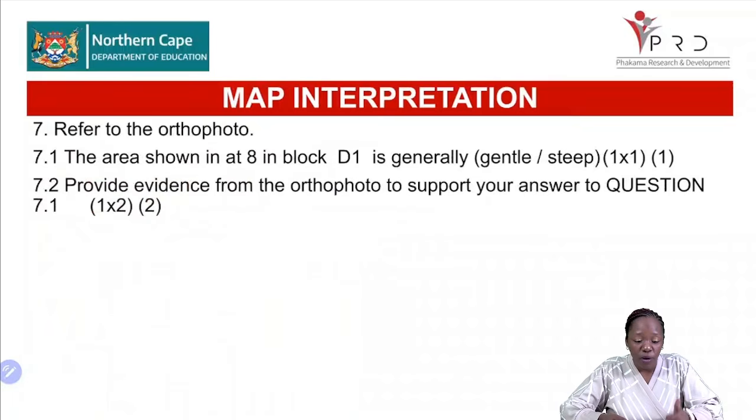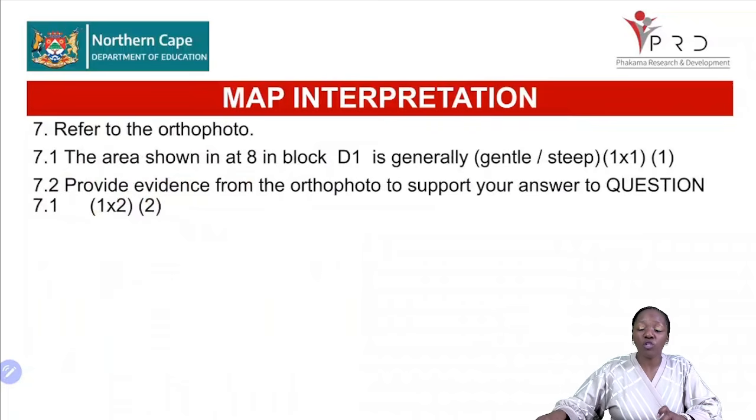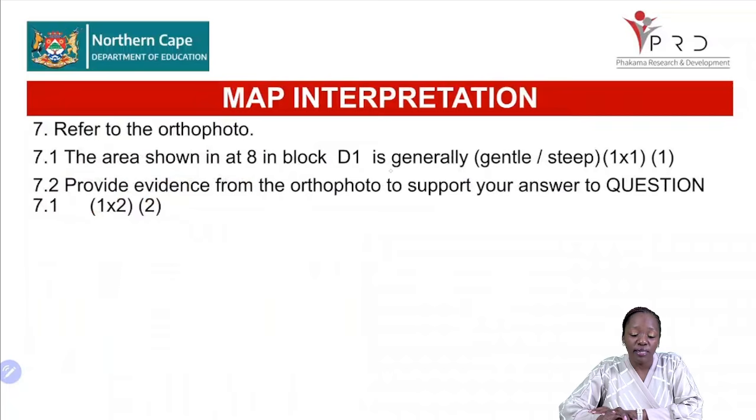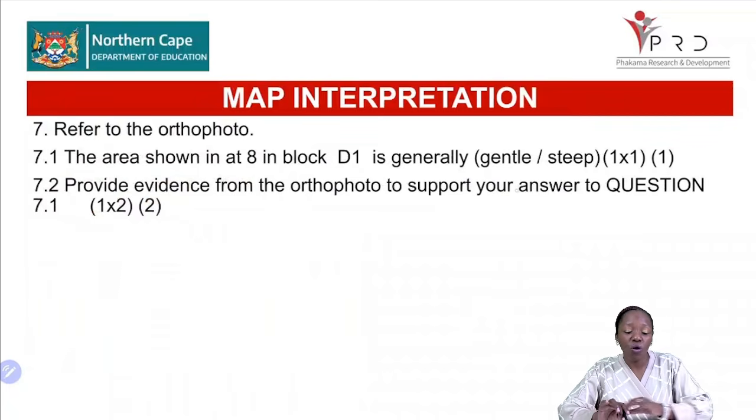Then we're looking at our question number 7. Our question number 7 is saying refer to the orthophoto map. So what you do is change from the topographical map to your orthophoto map. So what are we looking at? We've got two questions again. The area shown as number 8 in block B1: is it generally gentle or steep?